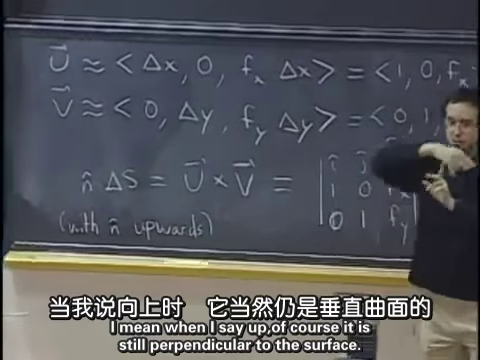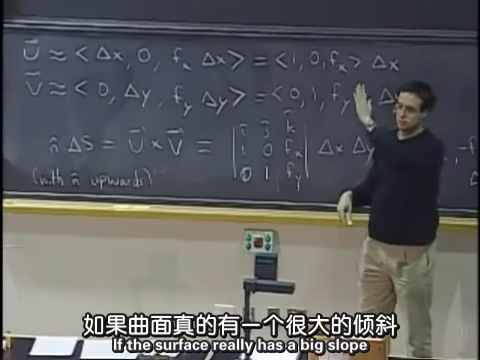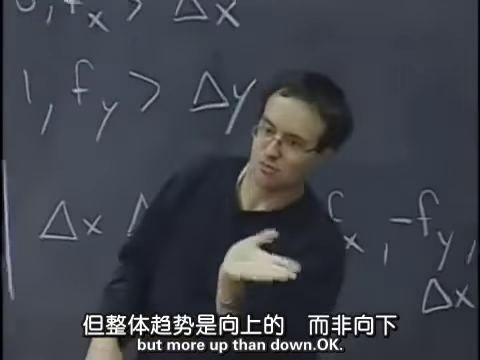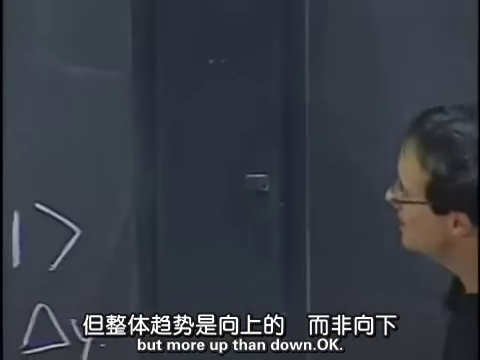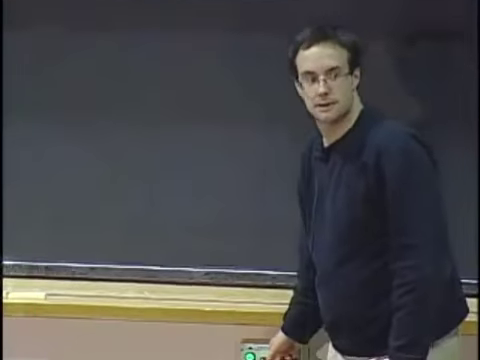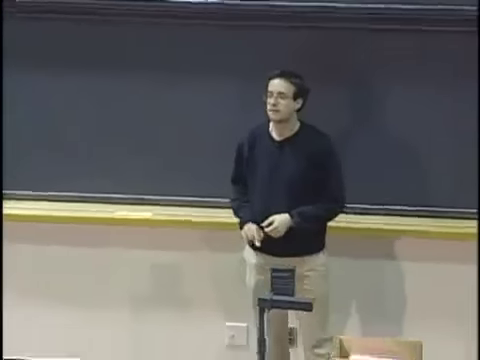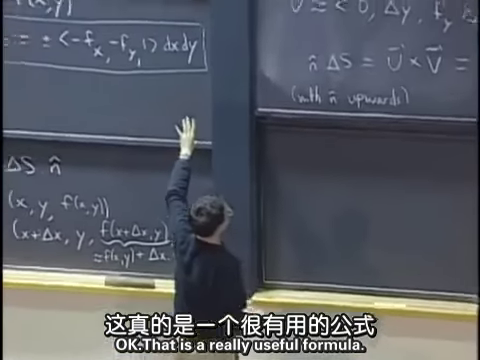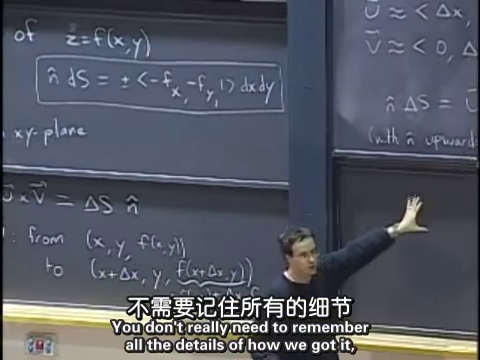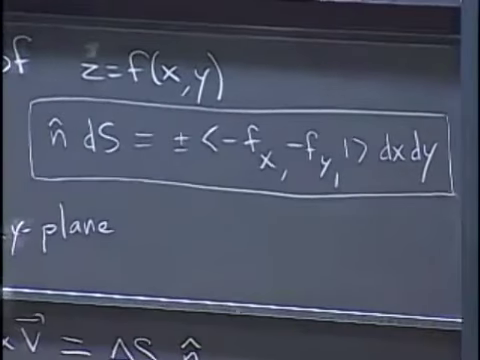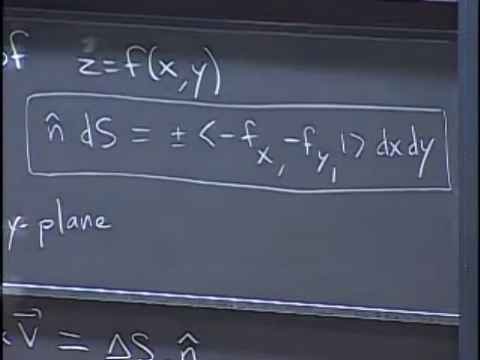When I say up, of course, it's still perpendicular to the surface. If the surface has a big slope, then it's not really going to go all that much up, but more up than down. Okay, so that's how we get that formula. Any questions? No? Okay, so that's a really useful formula. You don't really need to remember all the details of how we got it, but please remember that formula. Let's do an example, actually.